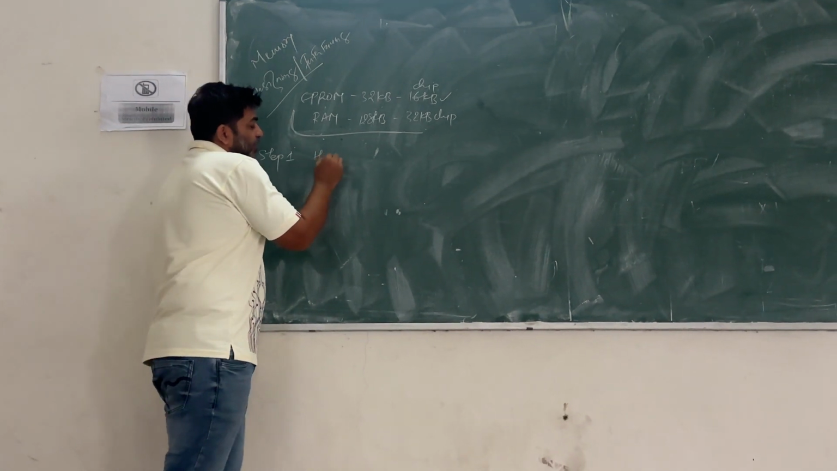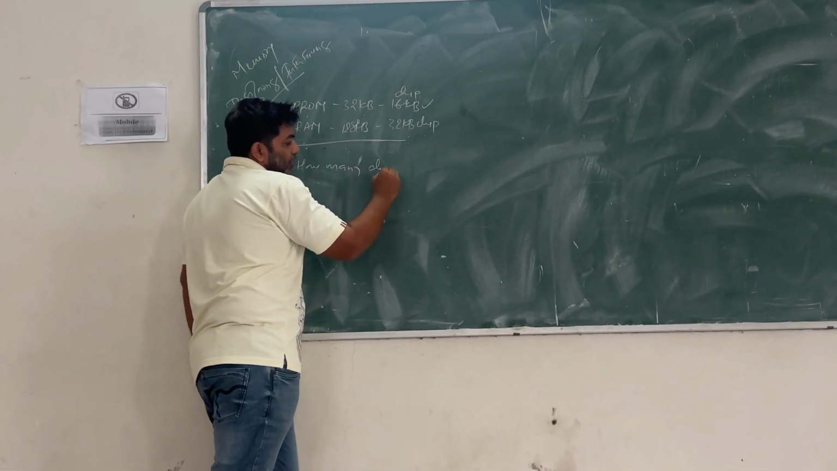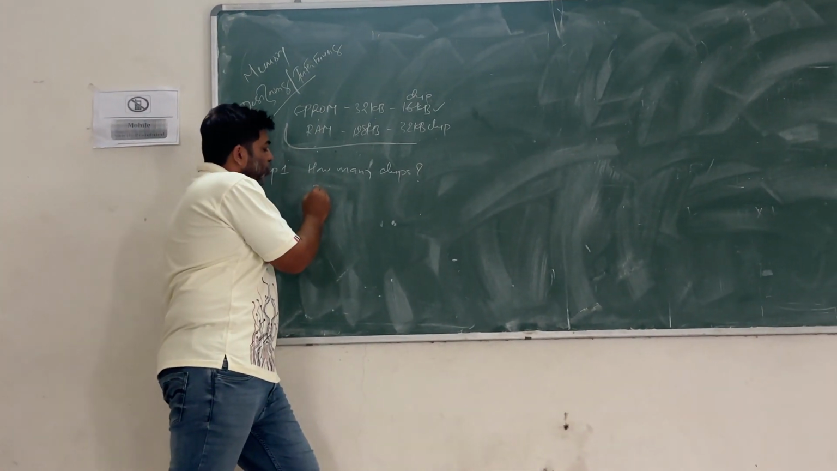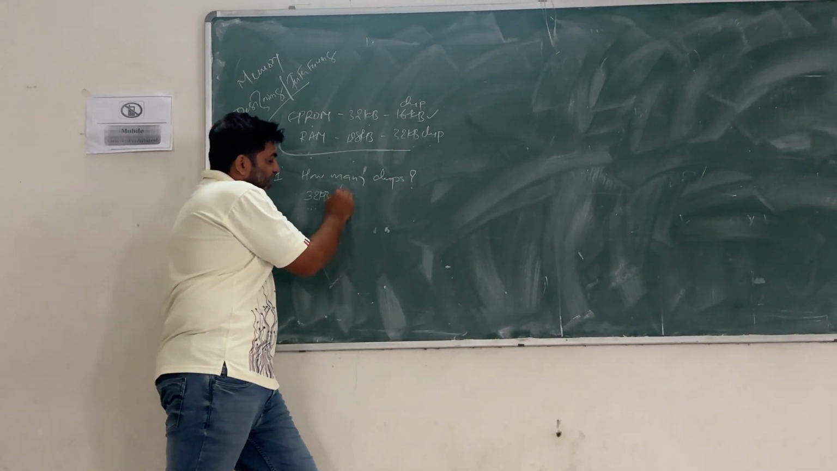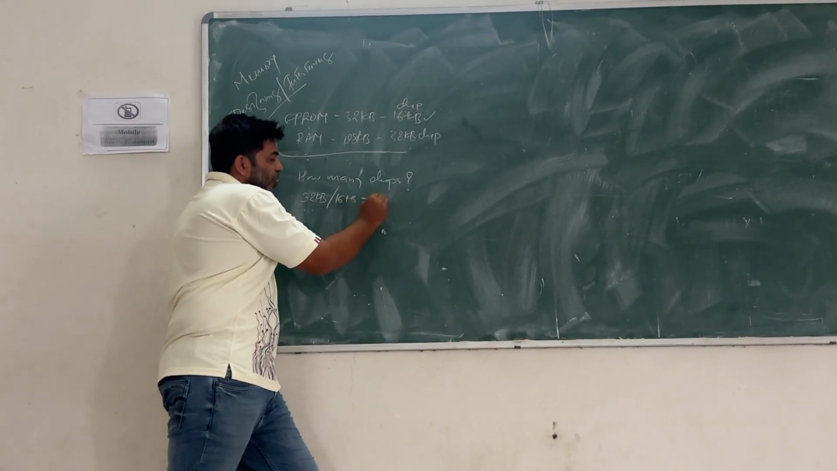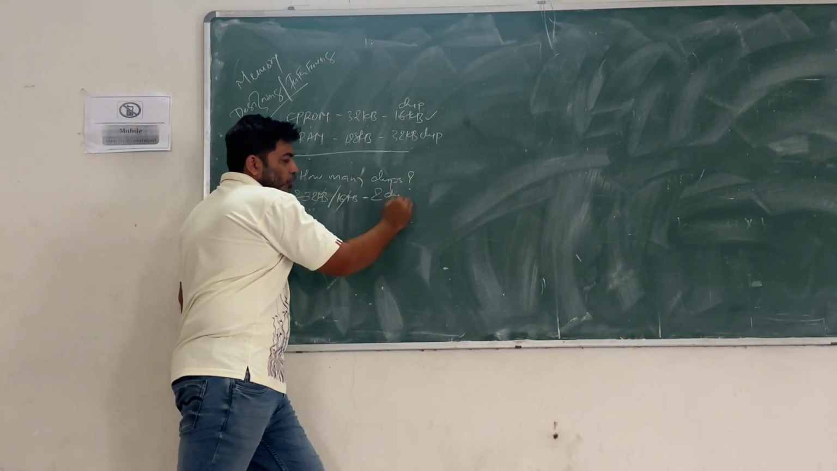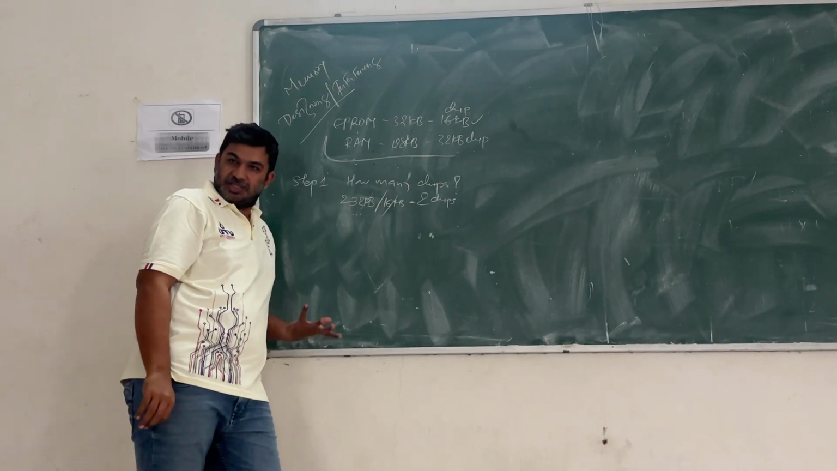How many chips will be needed? This is what we have to solve. You want to make 32 KB of memory out of 16 KB chips. So how many chips do you require? 2 EEPROM chips will be needed to make 32 KB of memory.